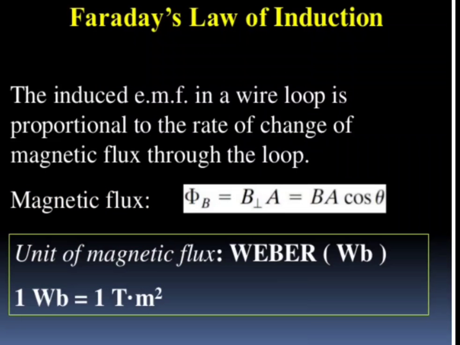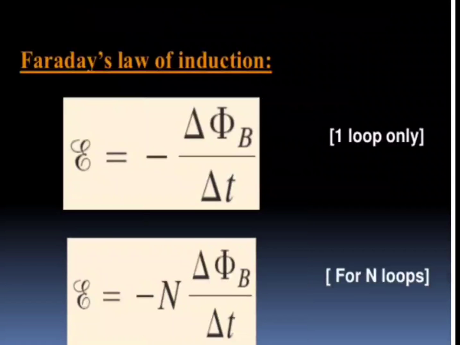Now, the induced EMF in a wire loop is proportional to the rate of change of magnetic flux passing through the loop, and magnetic flux phi B is equal to B dot A. That means BA cos theta. The unit of magnetic flux is Weber. So the induced EMF is expressed as minus del phi B by delta T. This is applicable for one loop. If the coil consists of n loops, then the induced EMF epsilon is equal to minus n del phi B by del t.